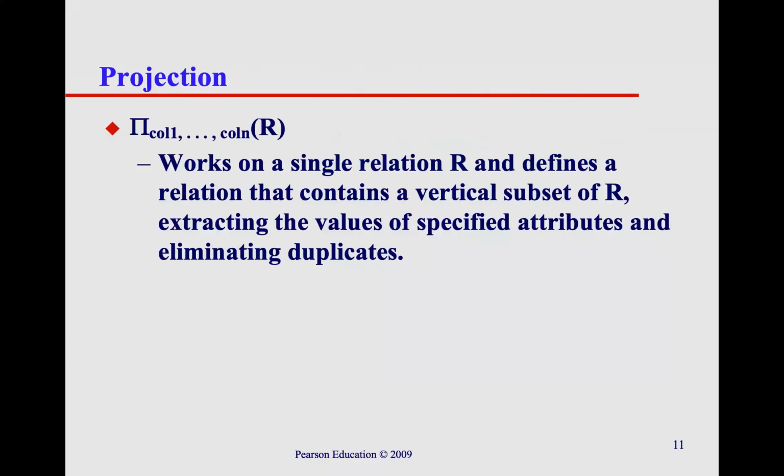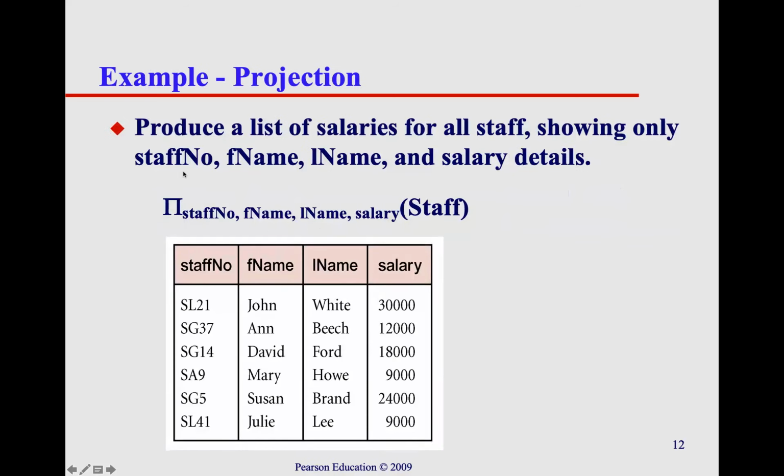Projection is this upper capital pi, and then a comma separated list of column names, which are again subscripted. And order matters. If you had a select operation and you put it inside the parentheses, then it would be performed first. Anything in parentheses is performed before anything outside the parentheses. So here's an example where I'm projecting several names from the staff relation.